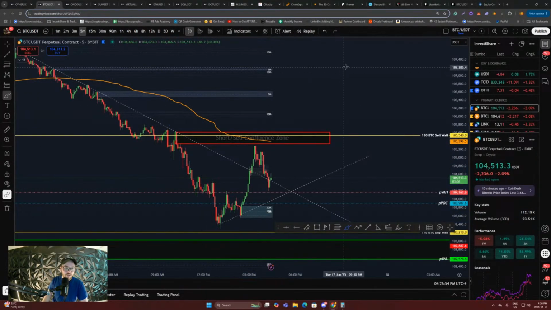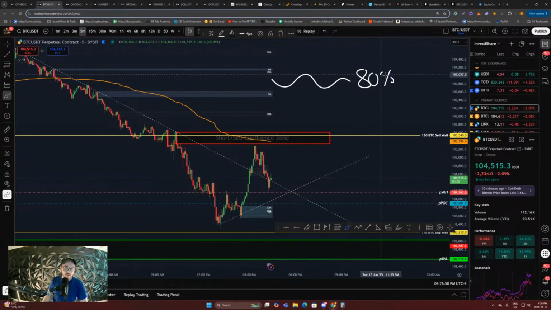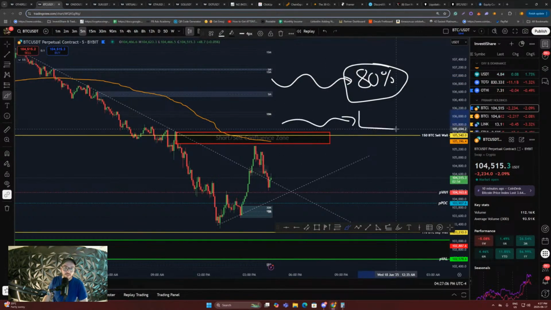The market trades sideways 80% of the time. So if you want to have more opportunities, I'd recommend a range bound strategy. If you want fewer opportunities but bigger moves, focus on a trend bound strategy, but you'll only have 20% of the opportunities compared to everyone else.